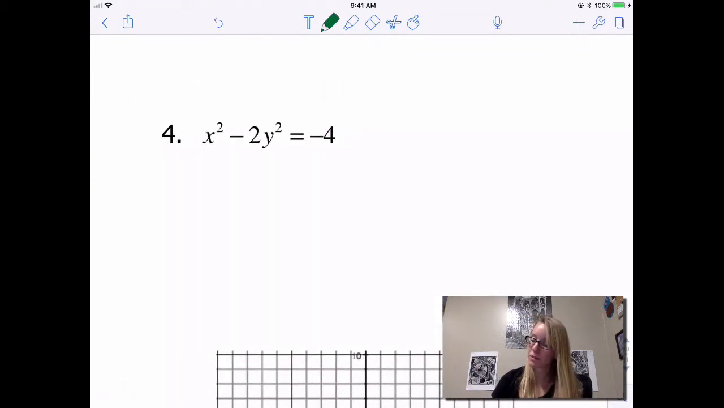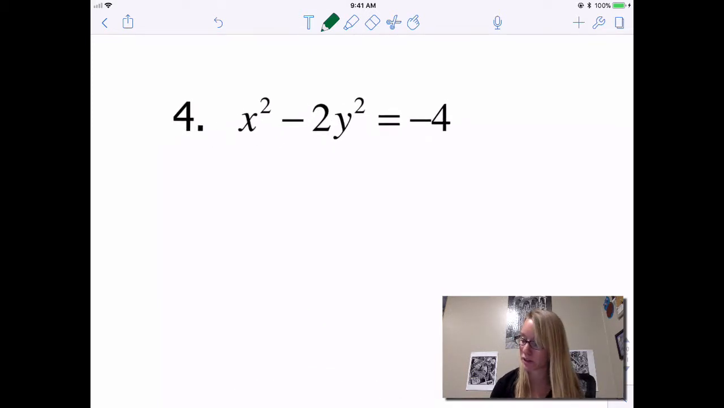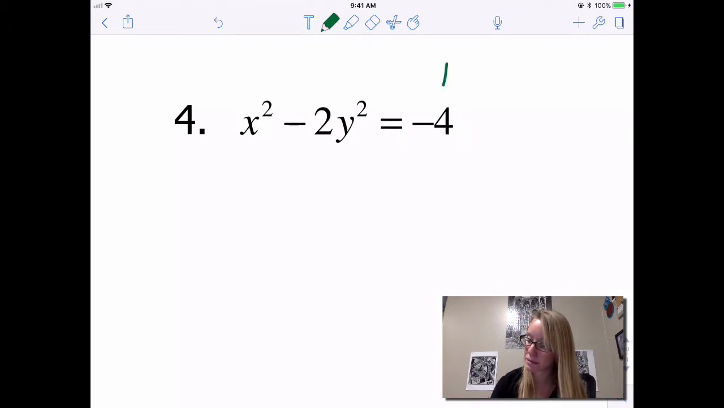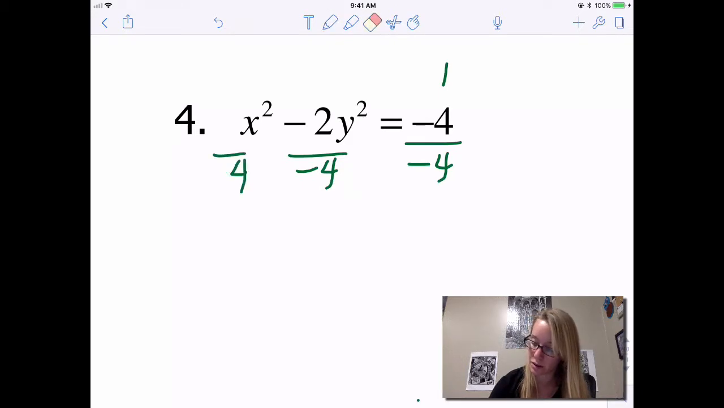All right, number 4. It looks right now like I'm going to be a hyperbola opening horizontally, but I want you to hold off on that because what's going to happen, if I want this to be a 1, I need to divide everything by -4. And when we divide by negatives, all sorts of stuff happens. Okay, so I'm going to star this one.